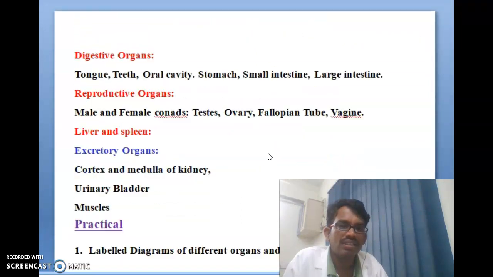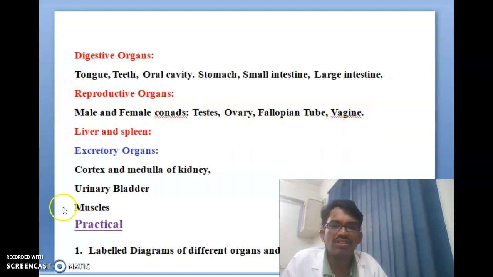And then you can see more topics like the digestive organs, which comes under the tongue, teeth, oral cavity, stomach, small intestine, large intestine, and reproductive organs, male and female, like testes, the ovaries and fallopian tubes and vagina. These things come under reproductive organs. And the liver and spleen, and excretory organs like the cortex and medulla of the kidney, urinary bladder, and the muscles.